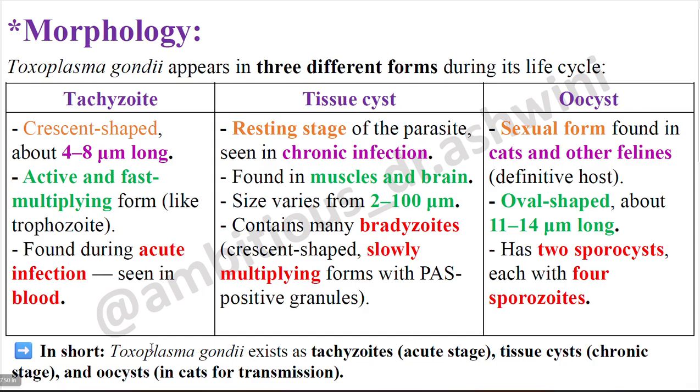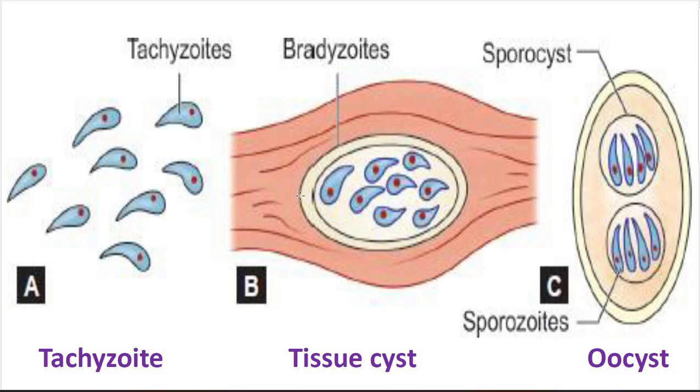In short, Toxoplasma gondii exist as tachyzoids, which is acute stage, tissue cyst, which is a chronic stage, and oocyst in cats for transmission. You can see tachyzoids. These are the tachyzoids. These are the bradyzoids which are in the tissue cyst, and these are the sporocysts, two sporocysts each one consisting of 4 sporozoites, which is oocyst.